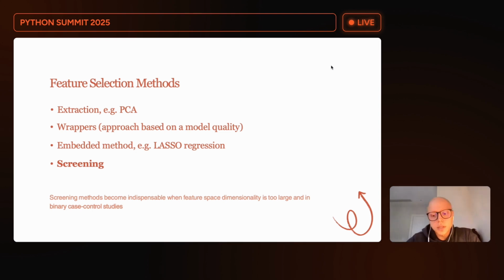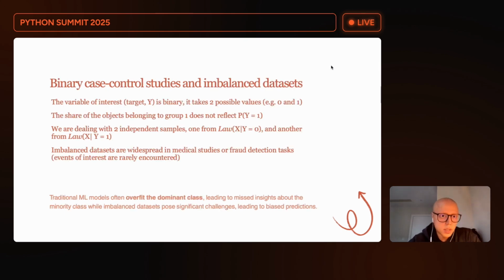It actually impacts the target value. But in those cases, we can try to combine those features into vectors and consider a screening procedure on the combinations as well. So yeah, now let's talk about what is actually important about binary case control studies and why they are different.